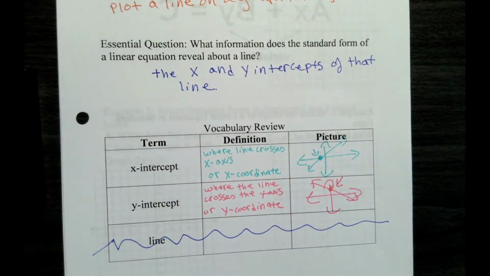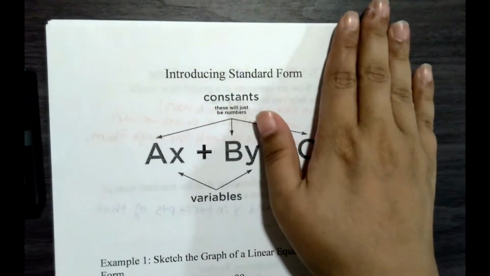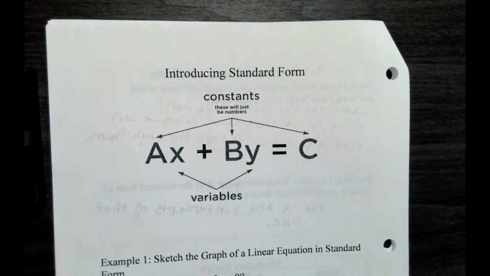Alright, so let's talk about that standard form. It is always going to be in the form ax plus by equals c. A, b, and c are just going to be numbers, but remember, we're not allowed to have fractions. We only want whole numbers. And the x and the y are your variables. So let's talk about how to do this. You're probably going to look at this and think, this is super easy. Why isn't everyone in this form?